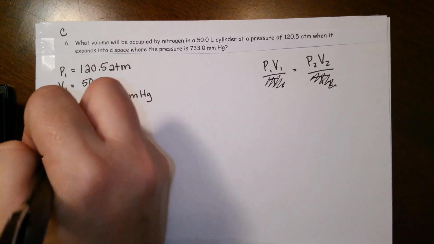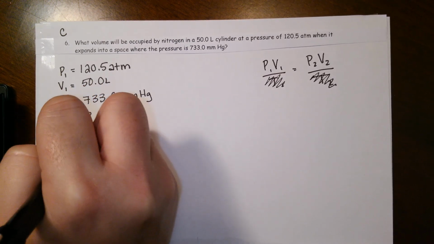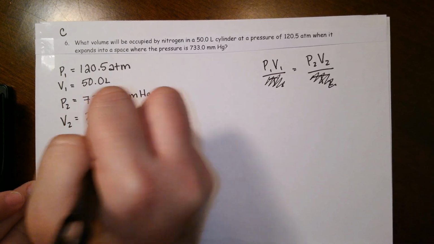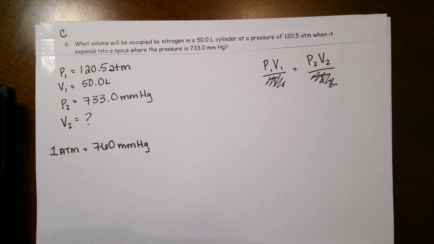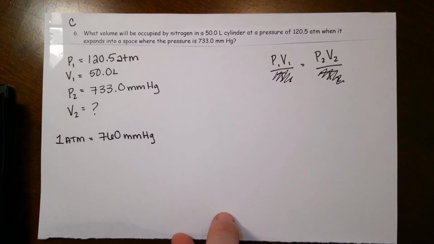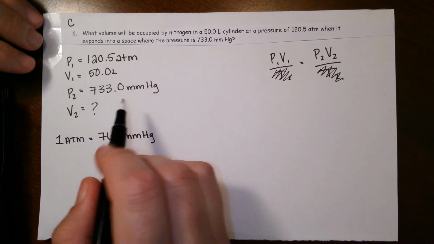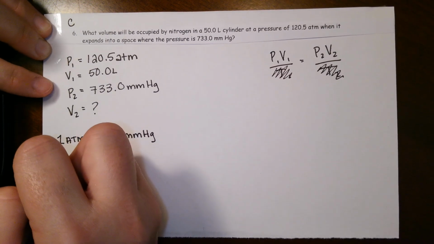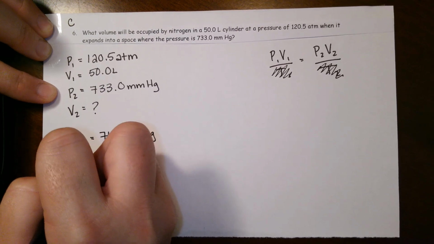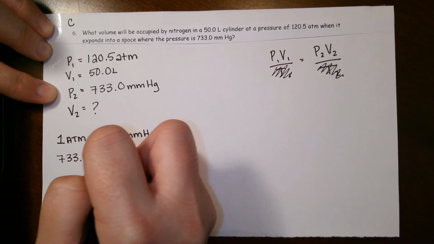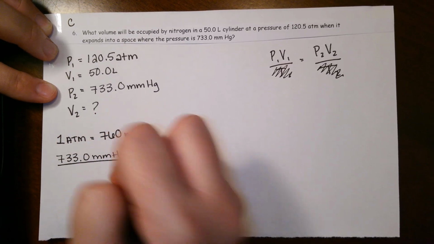So to do that, we have to know that 1 atm is equal to 760 millimeters mercury. This is one of the many conversions that's going to be given to you on your tests, on your quizzes, and all that kind of good stuff. So we're going to take what was given to us, because you always start with your given. So 733.0 millimeters mercury. Follow through just like always.